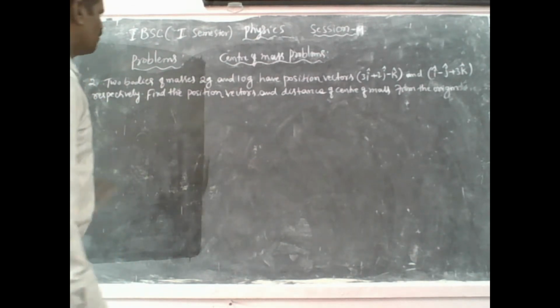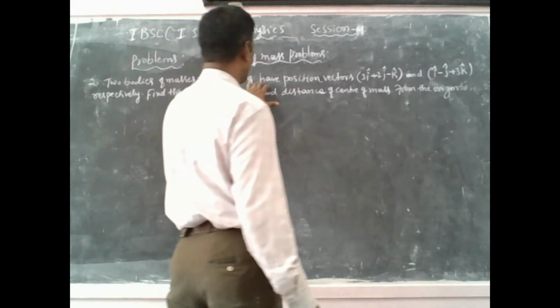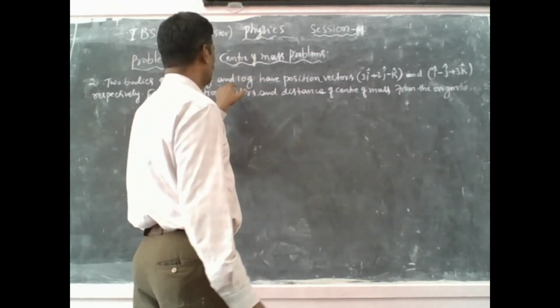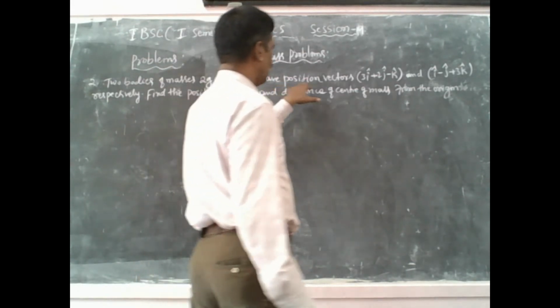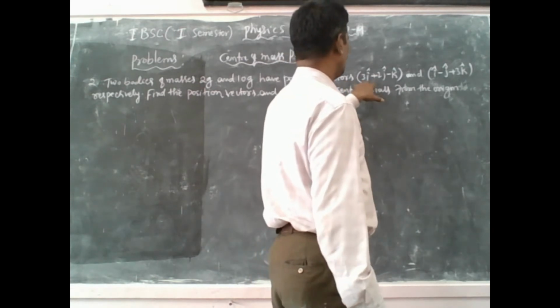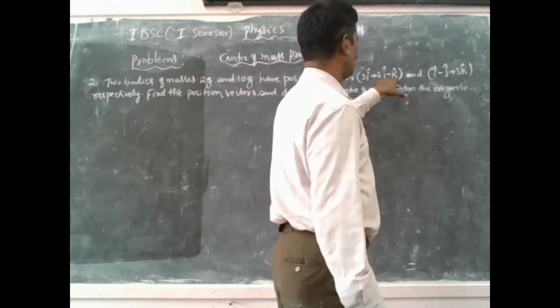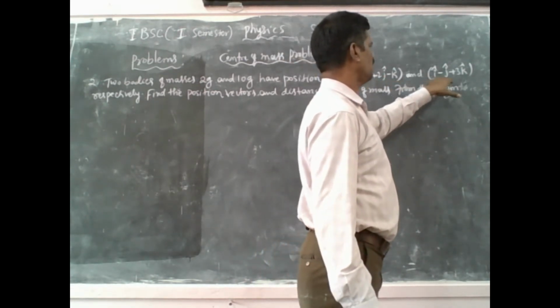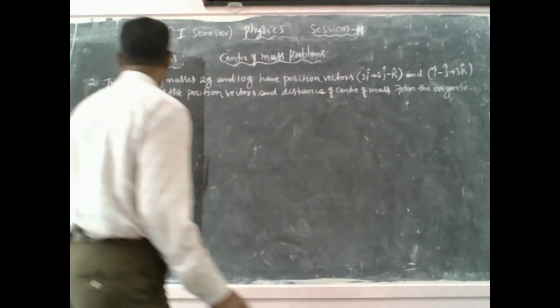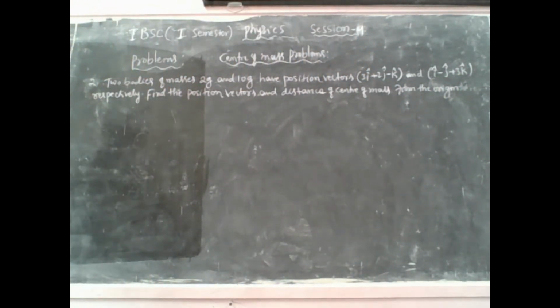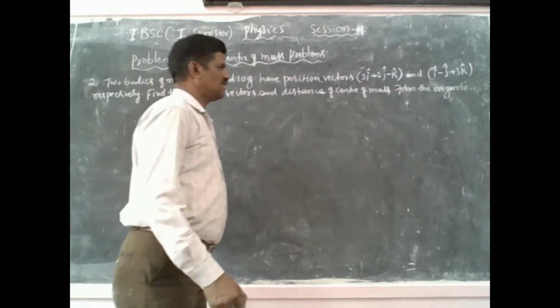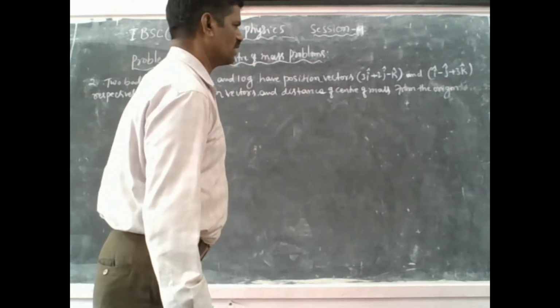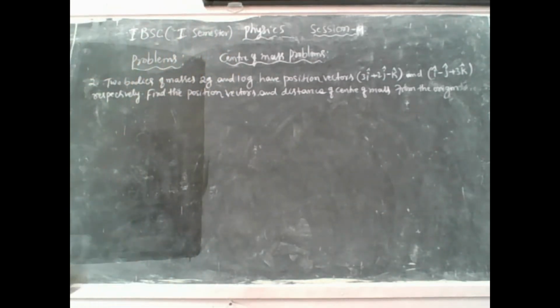Two bodies of masses 2 gram and 10 gram. There are two masses, 2 gram and 10 gram. You have position vectors 3i plus 2j minus k and i minus j plus 3k respectively. Find the position vectors and distance of center of mass from the origin. Isn't it? So solution.